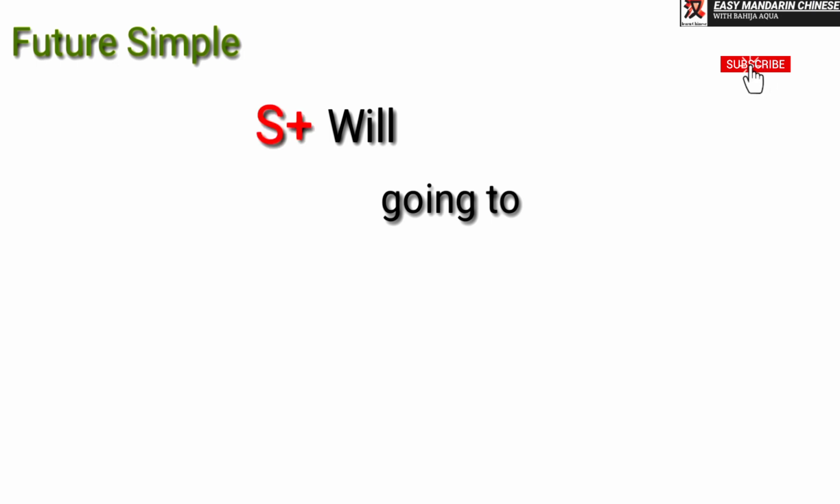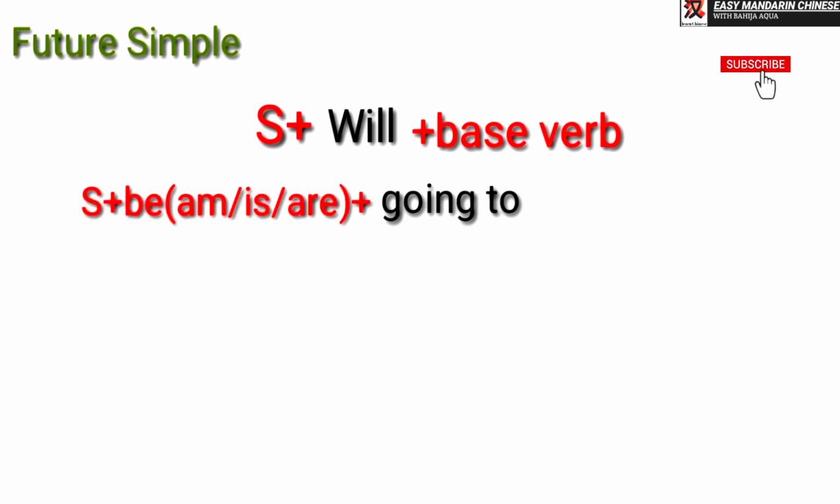Future simple. The two most basic ways to talk about the future are will and going to. The structure for will is subject plus will plus base verb. And the structure for going to is subject plus form of to be, meaning am, is, or are, plus going to, plus base verb. But what is the difference?